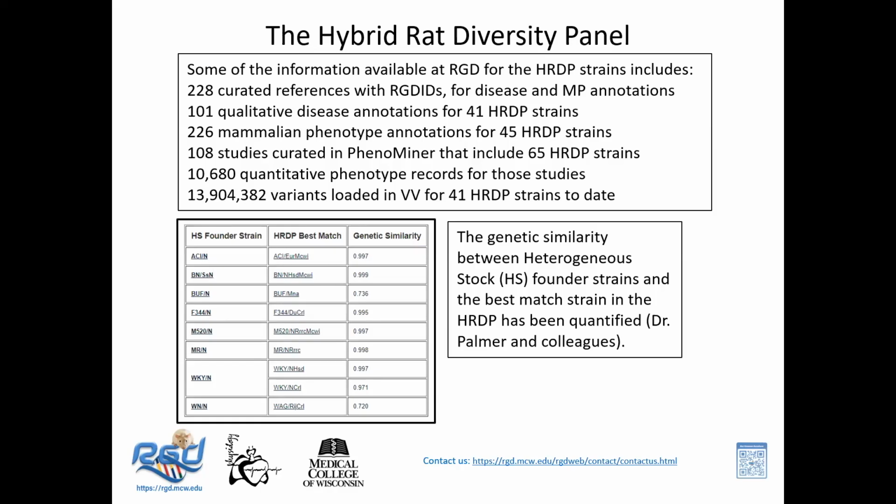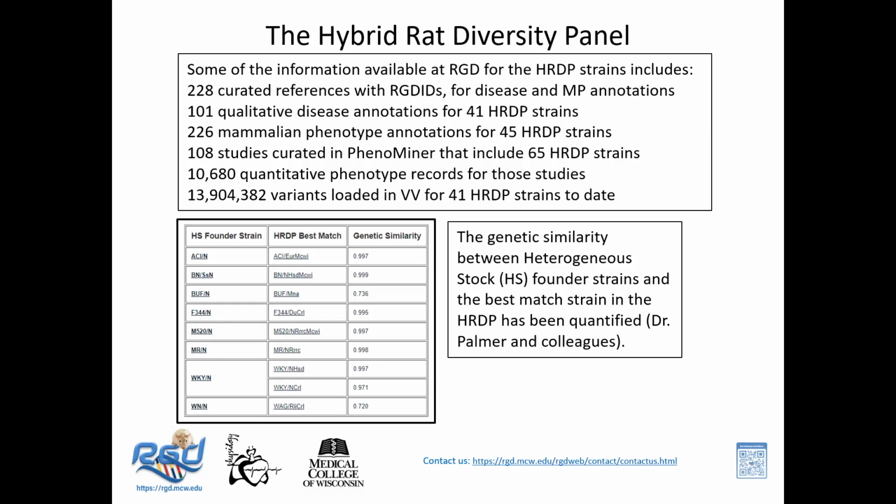Some of the information available at RGD, because we like numbers: 228 curated references with 101 qualitative disease annotations and 226 mammalian phenotype annotations. There are over 100 studies curated in PhenoMiner, which include over 10,000 quantitative phenotype records and 14 or so million variants loaded in Variant Visualizer for the first 41 strains, and more to come.